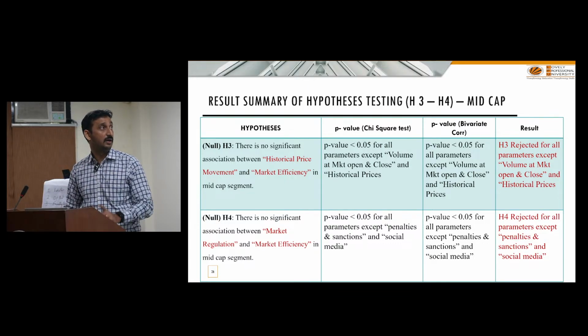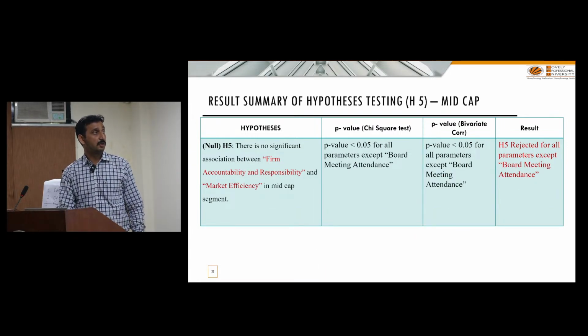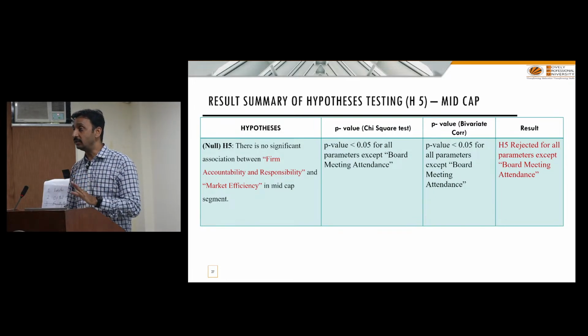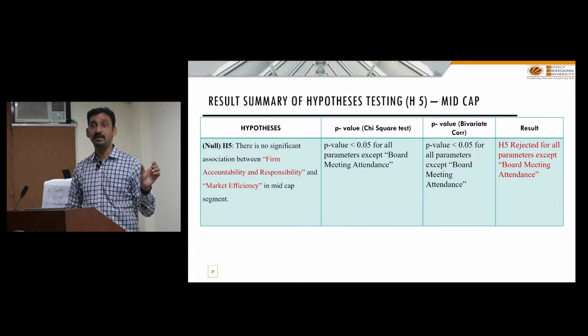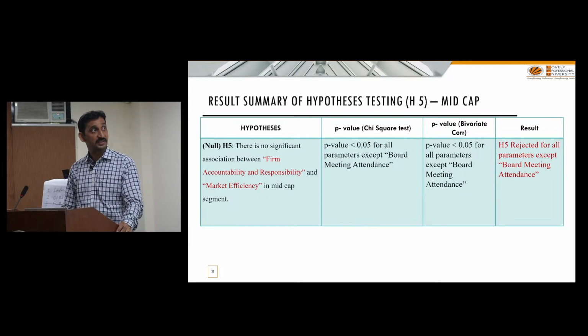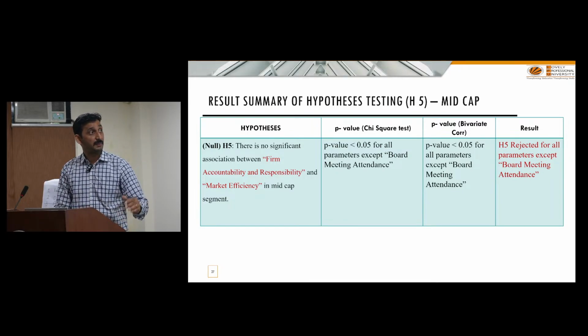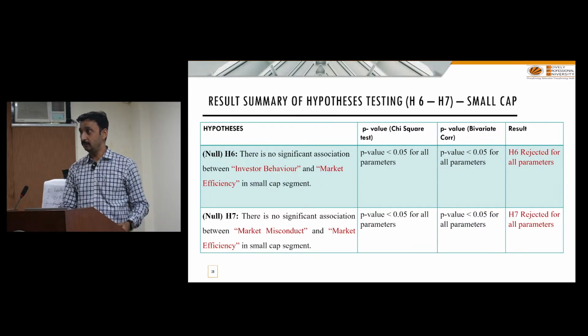This is my fifth hypothesis for the mid-cap segment, which states that yes, firm accountability, again I can say that except board meeting and attendance, all the factors are being rejected because the p-value is less than 0.05. So in this case, again I can say that between firm accountability and market efficiency, there is a significant relationship. Now the same I have applied for hypotheses 6 to 12 for a small cap.